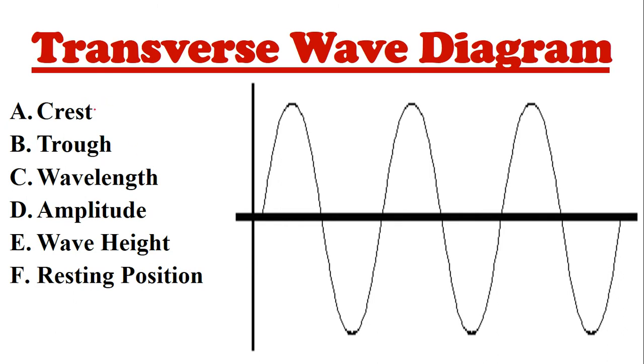The first thing I'm going to label is a crest. A crest is right here because it's the highest point of the wave. The next one is a trough. Trough is down here where I'm doing my dot and labeling it with B. That's the trough. Remember, trough is the lowest point of the wave.